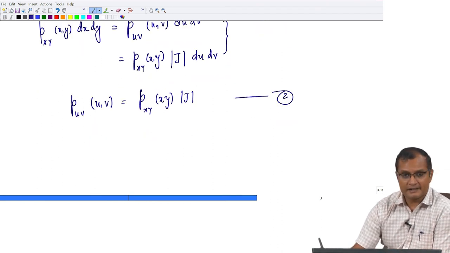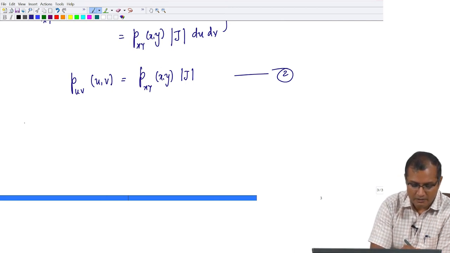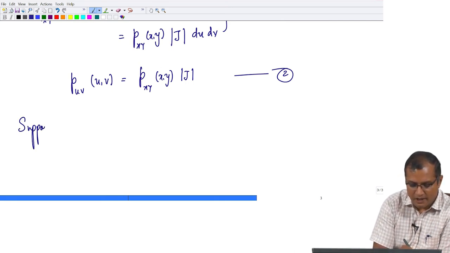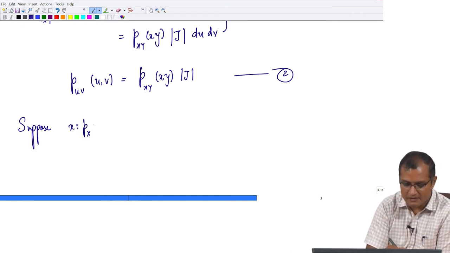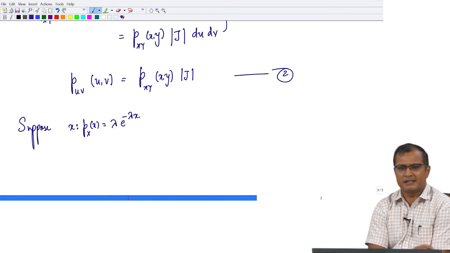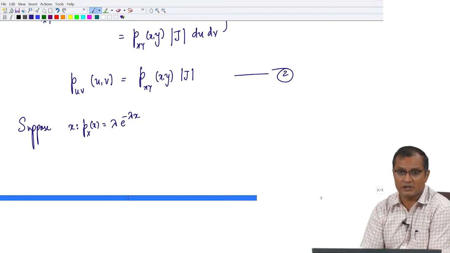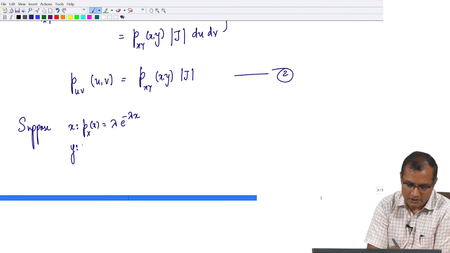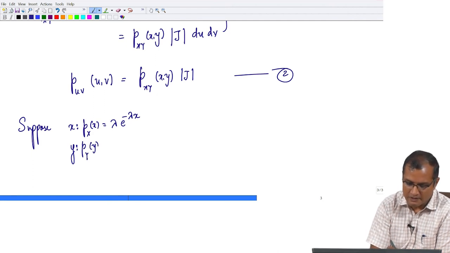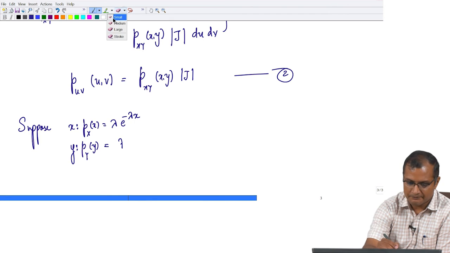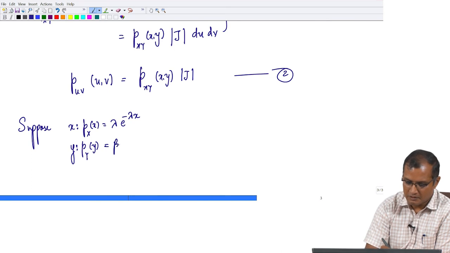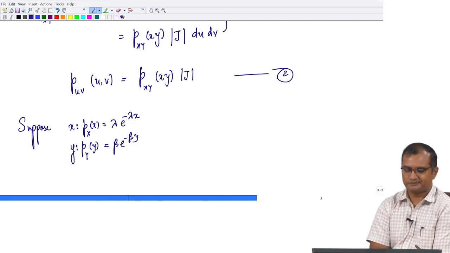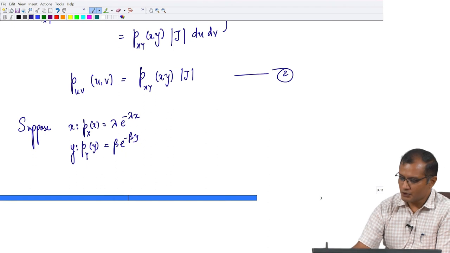So, now we can apply this concept. You can take two random variables. x is distributed as lambda e raised to minus lambda x. Let us say that is a distribution of x, exponential distribution. Take another random variable that is distributed as beta e raised to minus beta y. And you want to know how the sum is distributed.